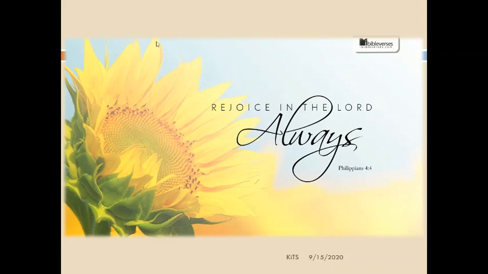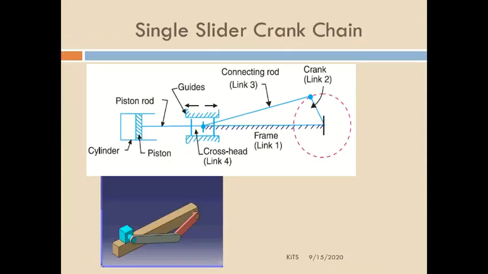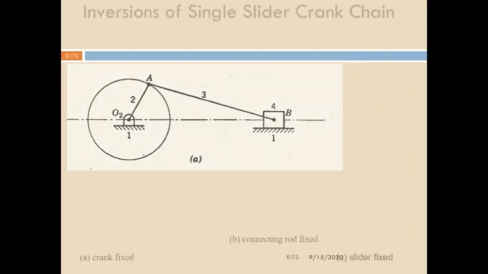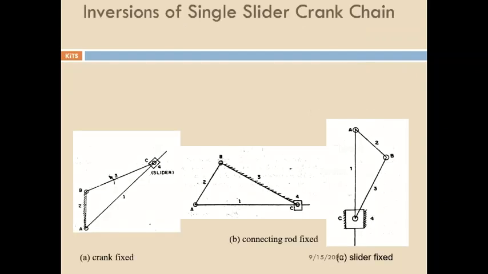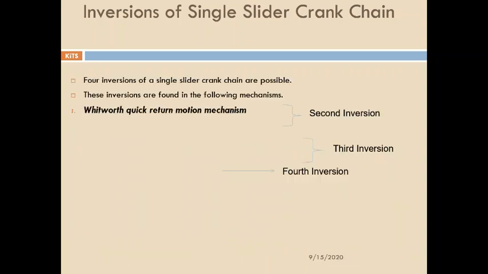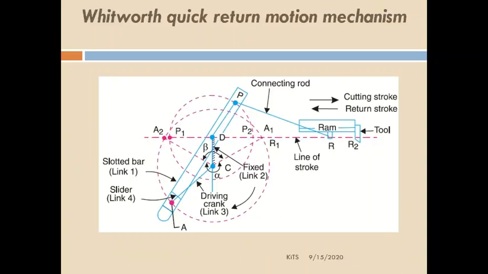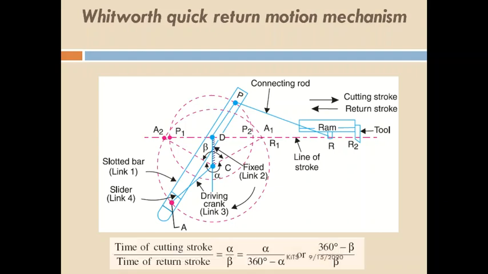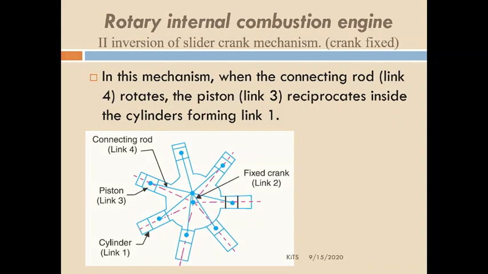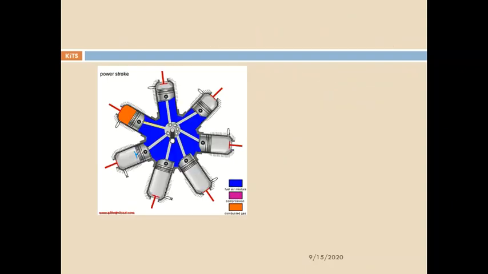Students, in the previous class, we have started inversion of single threaded crankshaft mechanism. In that, we have seen the working principle of single threaded crankshaft mechanism, later inversions of single threaded crankshaft mechanism. Then we have seen about Whitworth quick return motion mechanism. After that, we have studied about rotary internal combustion engine.